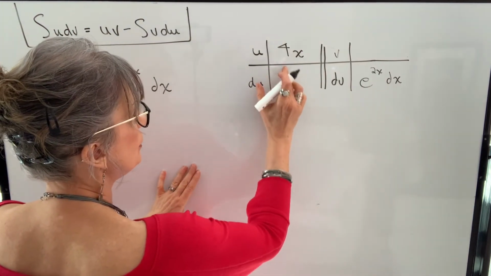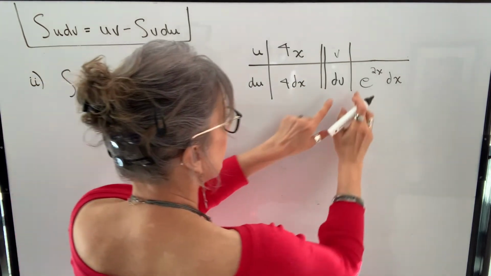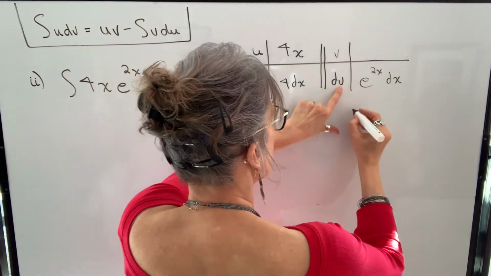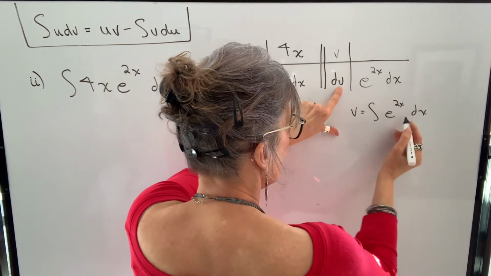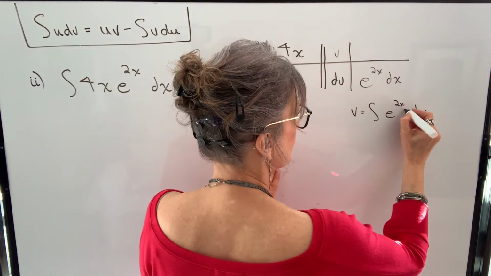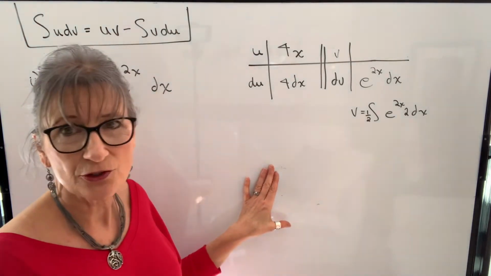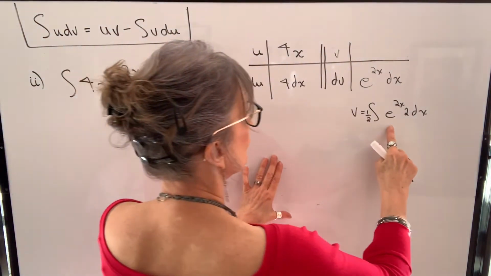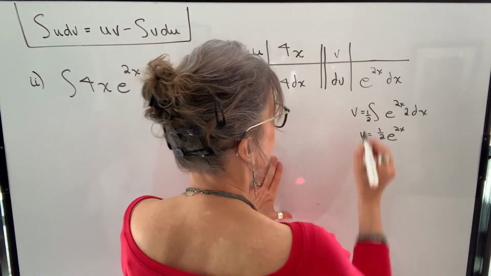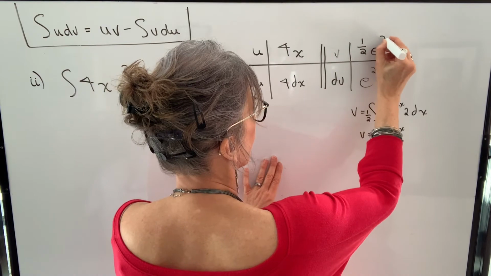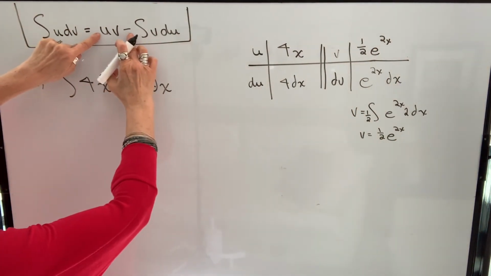To find du, I just take the derivative and then multiply by dx. To find v, I take the integral. So that v will be the integral of e to the 2x dx. I need a factor of 2, so I'll introduce 2 and then I'll divide by 2. So now I can use my exponential form to do the integration. This integral will be 1/2 e to the 2x. Now that I've completed the chart, I'm going to plug everything into my formula.